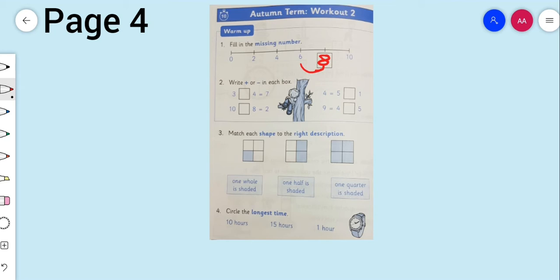Okay, now let's move on to question number 2. It says, write plus or take away in each box. So 3 something 4 equals 7. So you can't do 3 take away 4 because that is impossible because it'll go even down than 0. So let's try 3 plus 4. So 3 plus 4 is equal to 7. So here the answer is also 7. So we plus here.